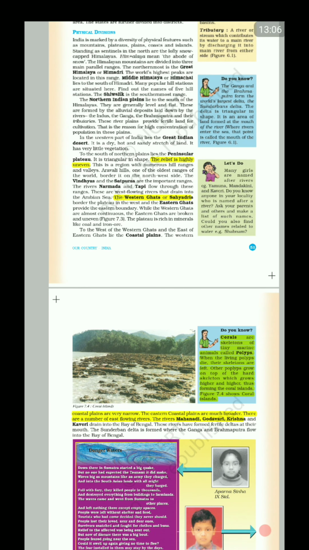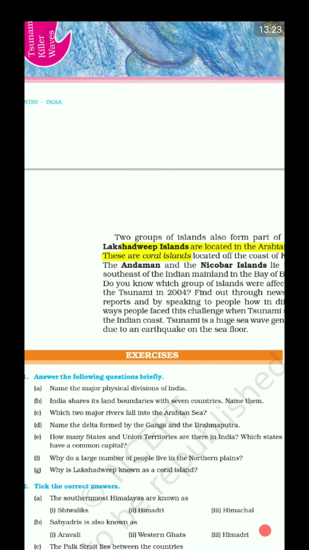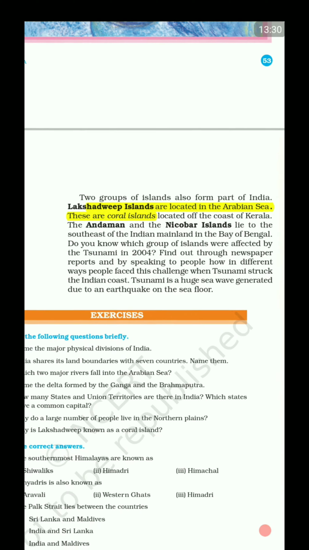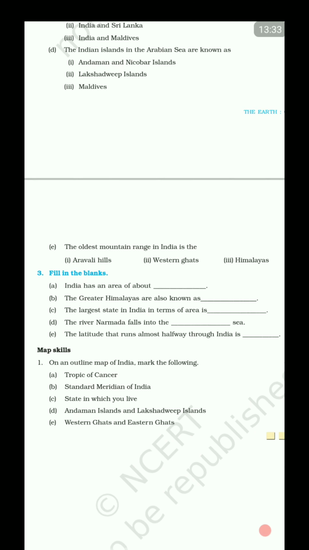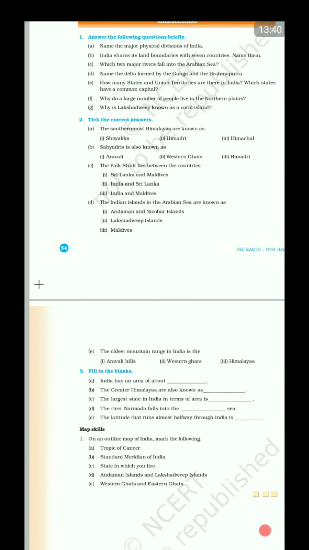Andaman and Nicobar is said by some people to be a continuation of the Himalayas, right? Two plates interacting. So you can say volcanic eruption also. And yes, they were affected by the tsunamis. So these are all. And the Palk Strait, as the question asked, lies between the countries India and Sri Lanka. Right.